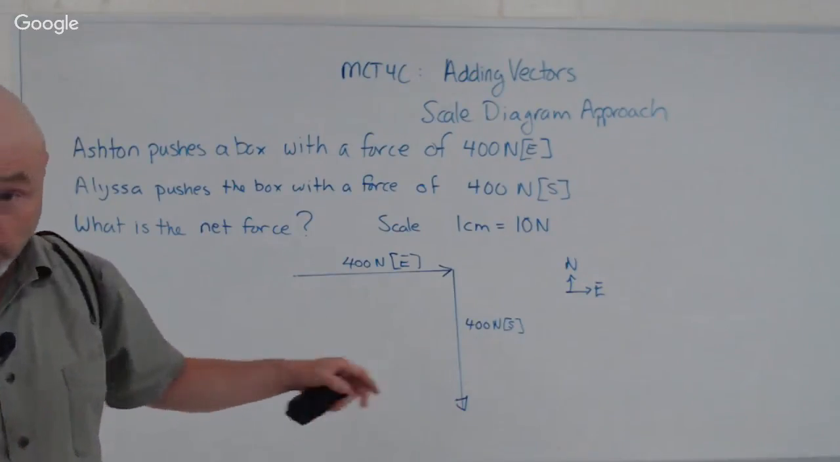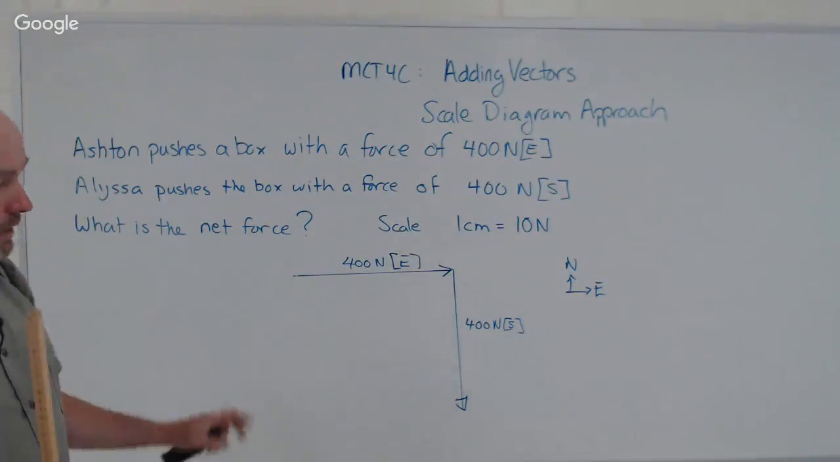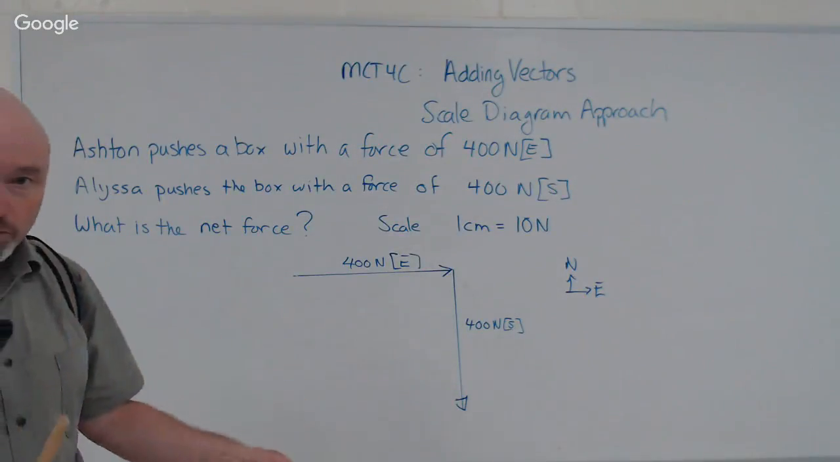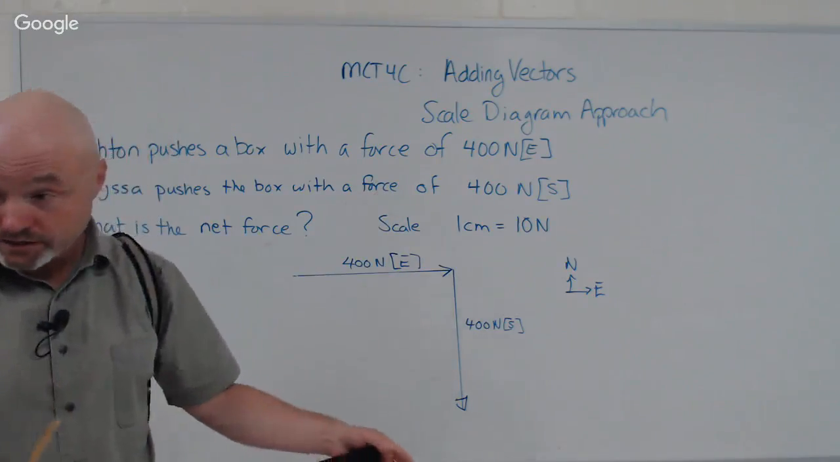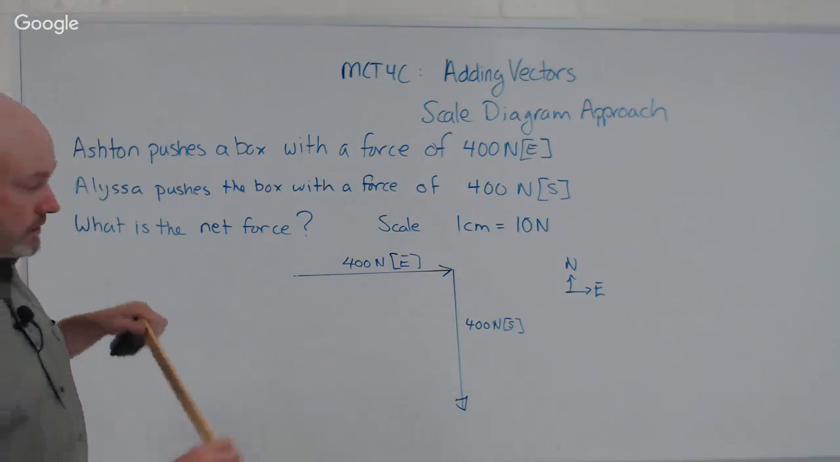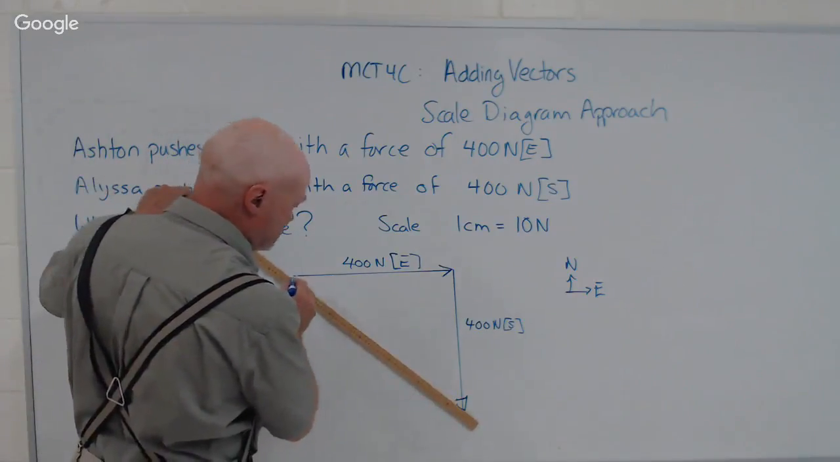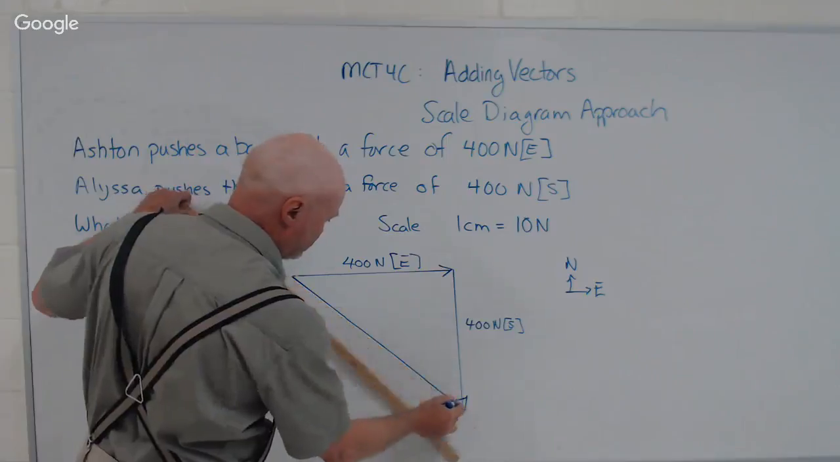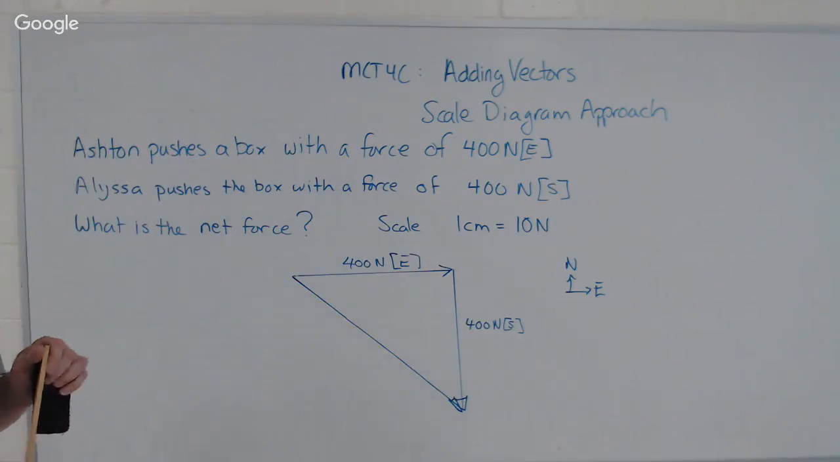When we add vectors, if we're doing it with a scale diagram, and I recommend that you always draw them no matter how you're doing it, we add them tip to tail. And what we want to know is what is the net force on this box. So Ashton's pushing in one direction, Alyssa's pushing in the other direction. This box is going to move somewhere in between that. So we add tip to tail like this, and we literally draw our vector like that.